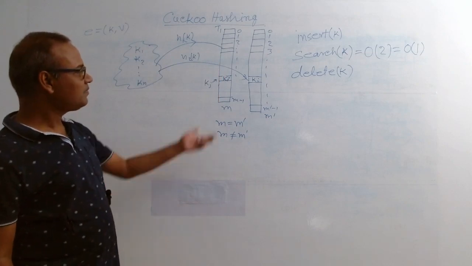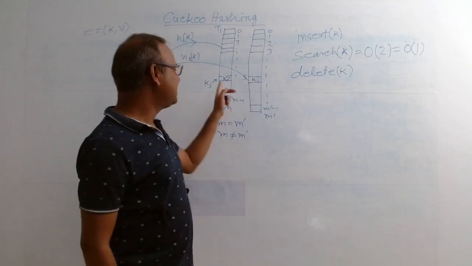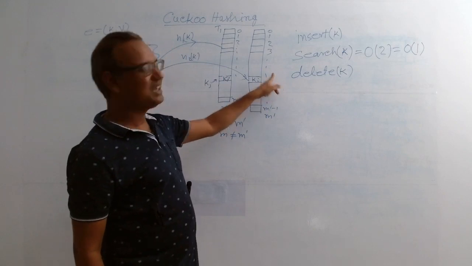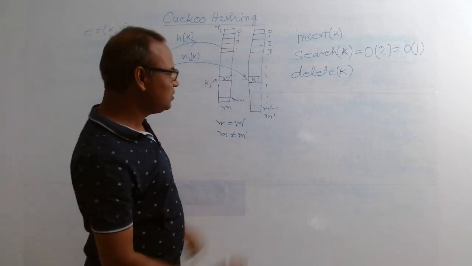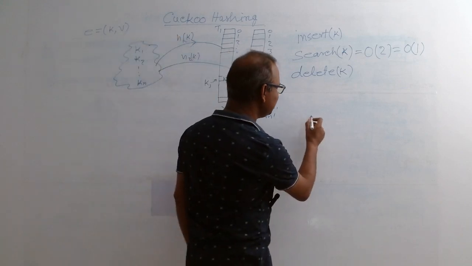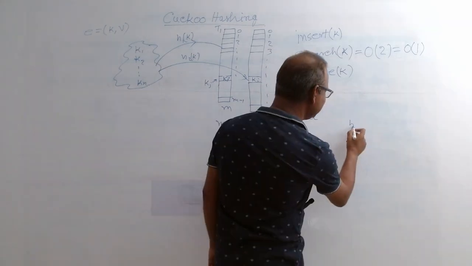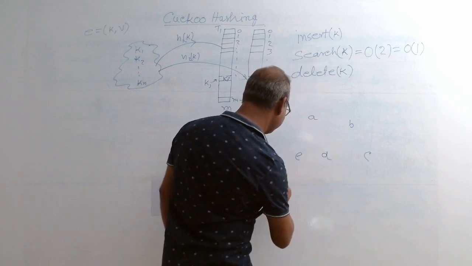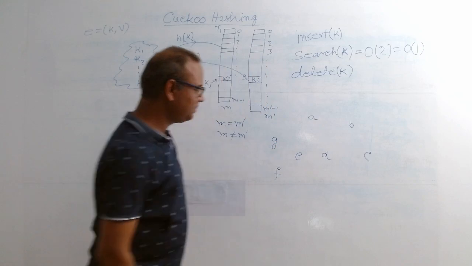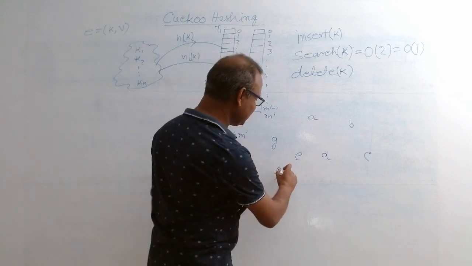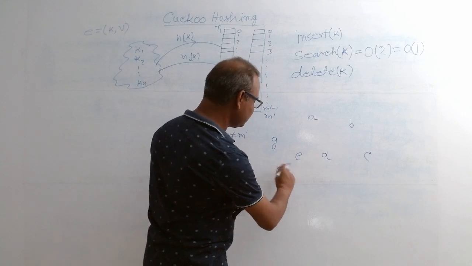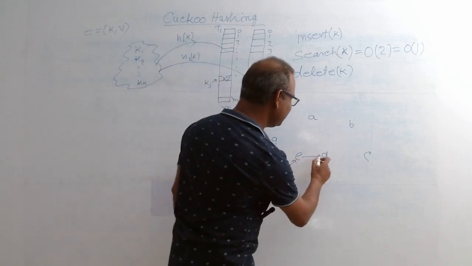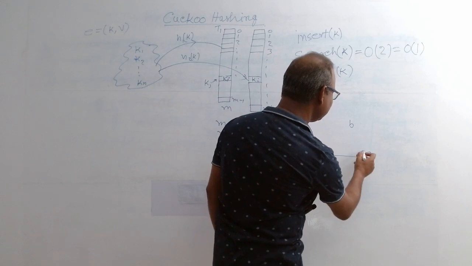Now, what about that complex situation? Evacuating from table 1, then going to table 2, then getting evacuated from table 2, and then coming to table 1. Okay, so let's check what happened. Let's say we have some elements A, B, C, D, E, F, G. Now let's say this is the first occurrence of the element. It is going from F to E, then E to D, then D to C, C to B.